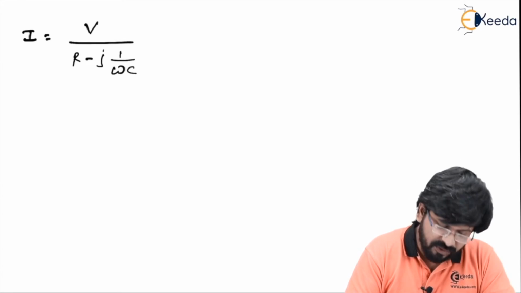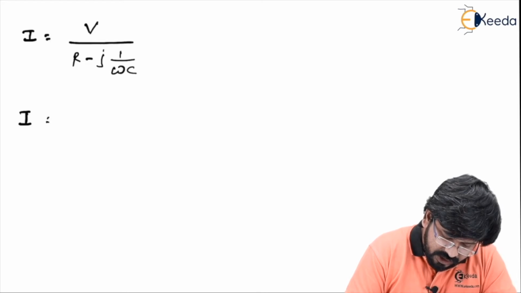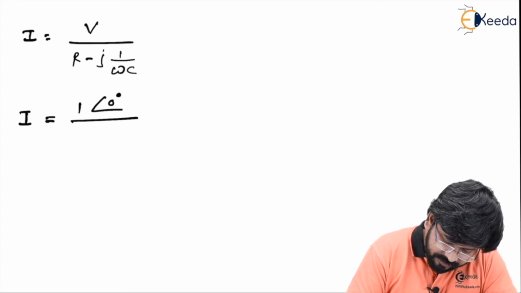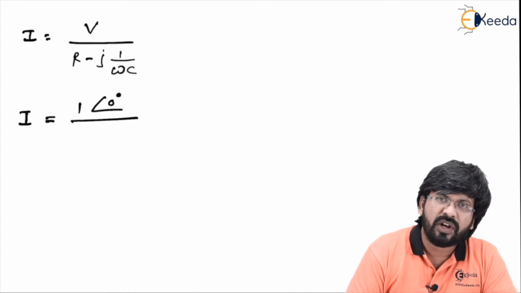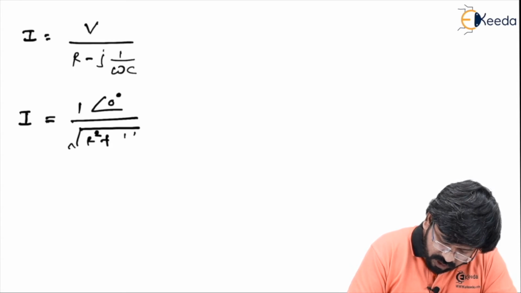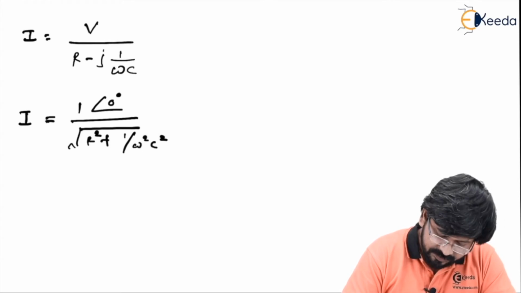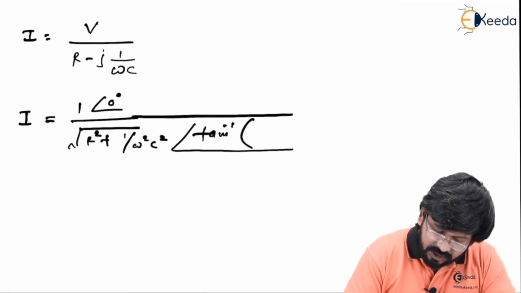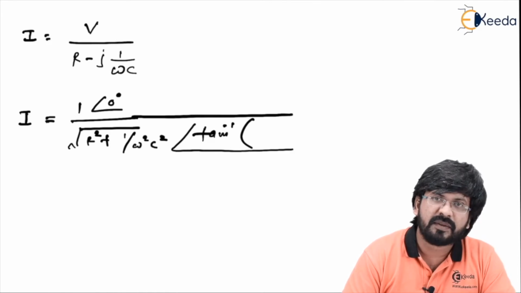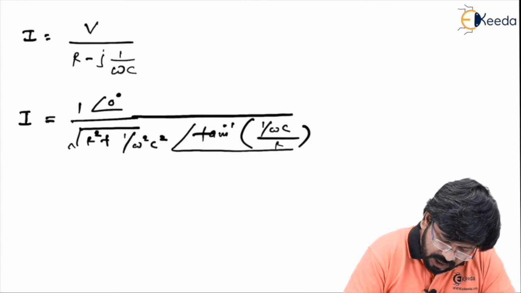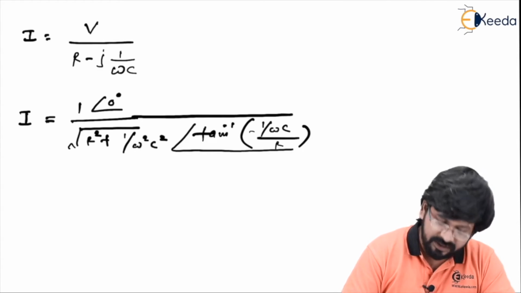Let's write in polar form. Now, I can write the value of V, that is supply voltage, it was given 1 at an angle of 0 degree divided by, I can convert the following denominator into polar form by simply having a root as a magnitude, which is R square plus 1 upon omega square C square. Is that right? Of course, at an angle of tan inverse of y upon x, that is imaginary part upon real part, which is 1 upon omega C upon R. And of course, how can we forget this negative sign, right?